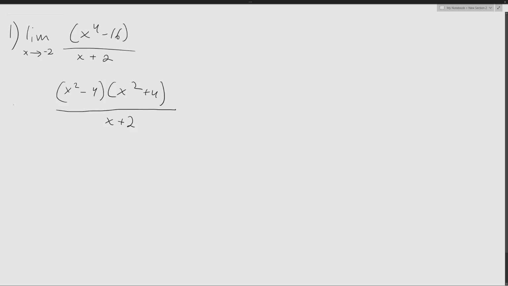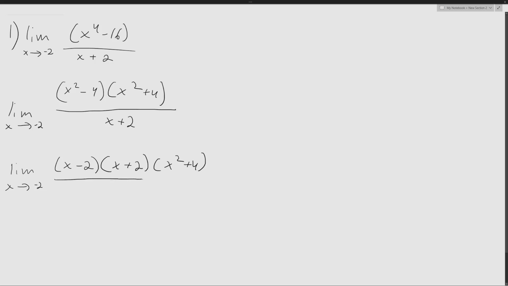I think you should always write down the limits, because that way you know what you're actually doing instead of writing down random formulas or random expressions, and that's what I will be doing throughout the video. Now, as you can see here, we still have the difference of squares in the numerator, so let's continue with that. Again, the limit, and now x squared minus 4 is the same as x minus 2 times x plus 2 times x squared plus 4, divided by x plus 2.